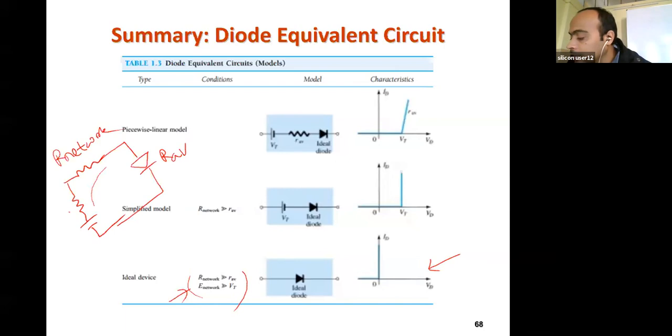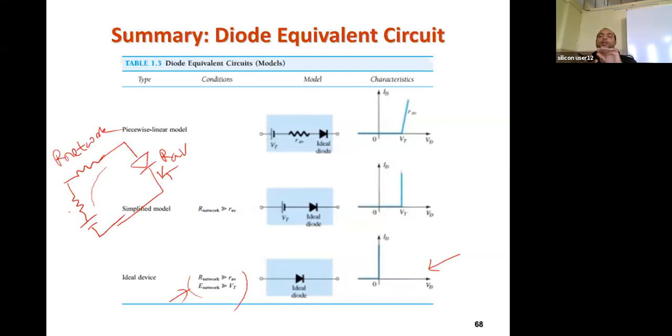Look at this one. What is written? If R network is much larger than RAV. Suppose the total circuit, the resistance of the network, is much larger compared to RAV. So in that case, obviously I can neglect that RAV part. Similarly, if all the voltages in this circuit are much larger compared to the threshold voltage of this diode, then also I can neglect the threshold voltage part. So in those cases, I can assume the diode to be an ideal diode.